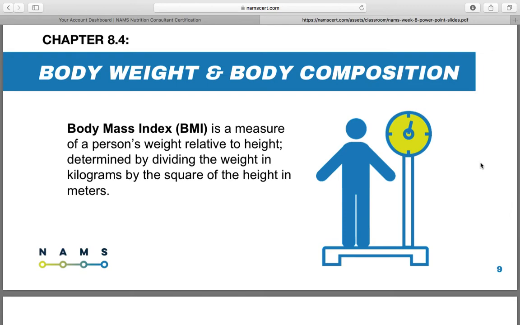Body weight and body composition. Body mass index, or BMI, is a measure of a person's weight relative to height, determined by dividing the weight in kilograms by the square of the height in meters. So if you guys ever go to your doctor's office and you jump on the scale, usually it has a built-in BMI reader, which will give you your weight as well as your BMI. So next time you go to the doctor, ask them what your BMI is, and then we can find out exactly where you're at.